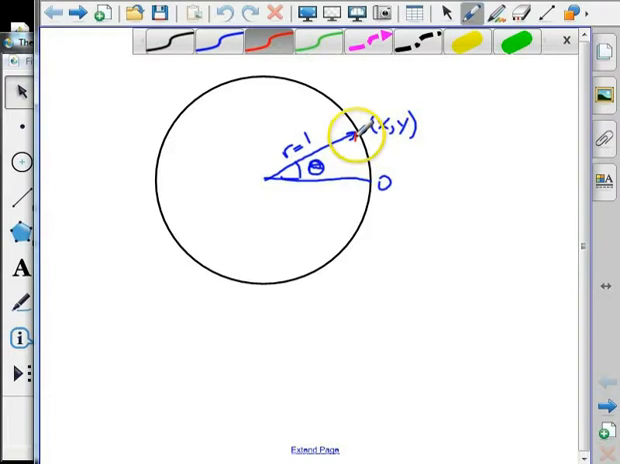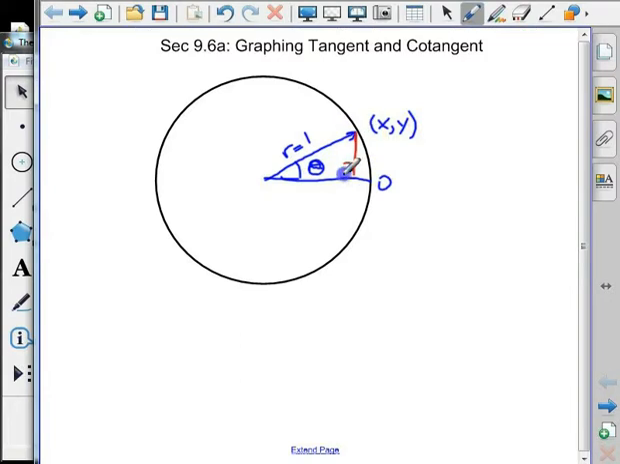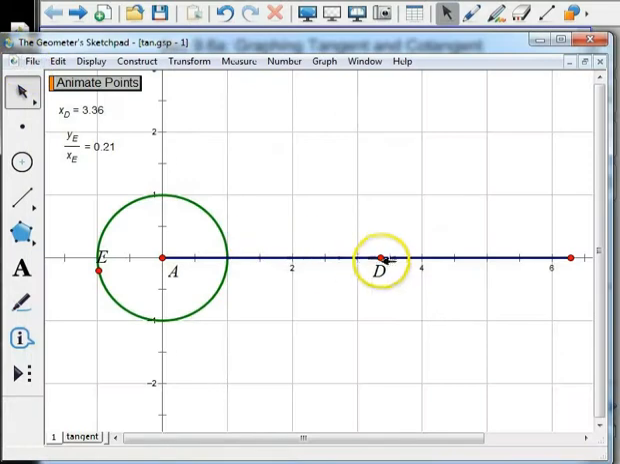That means that if I create a little right triangle in here, that distance right there is x, this distance is y, and remember that the tangent of an angle in a right triangle is the opposite side over the adjacent. So it turns out that it's the ratio of y to x. Alright, so armed with that knowledge, let's go over here to Geometry Sketchpad.